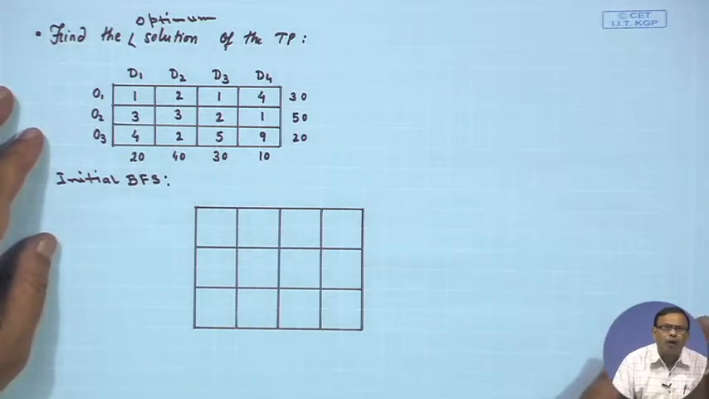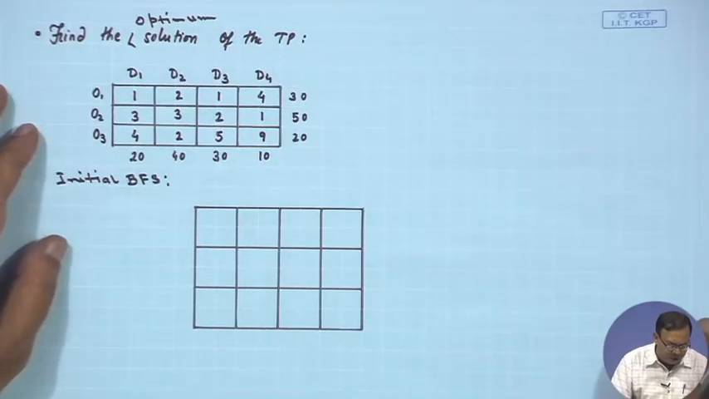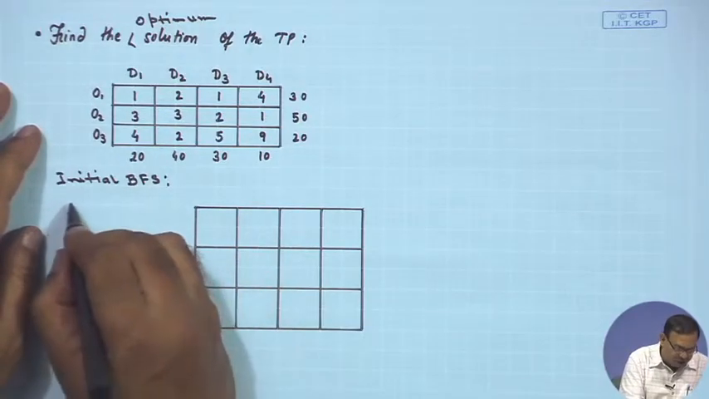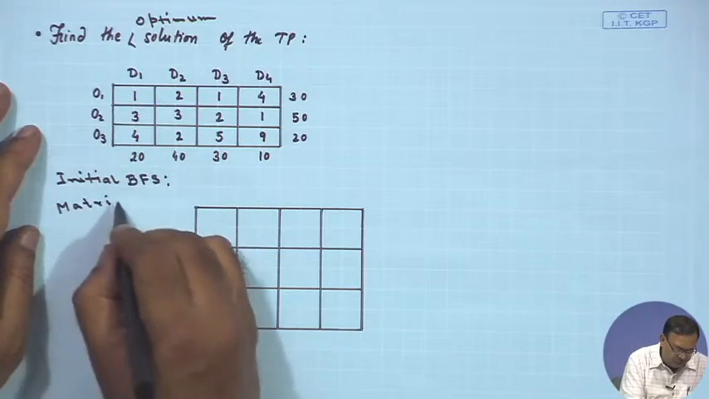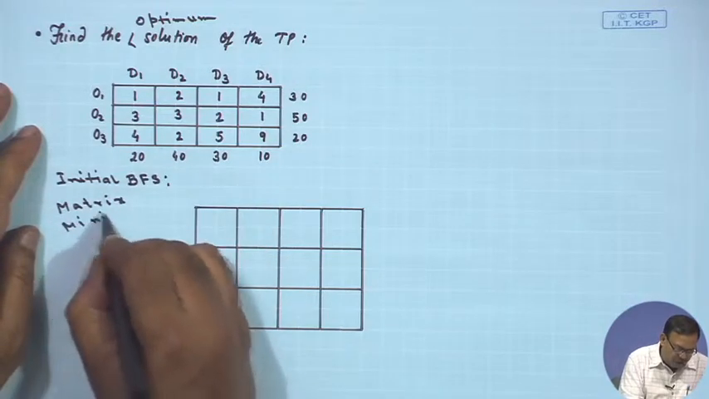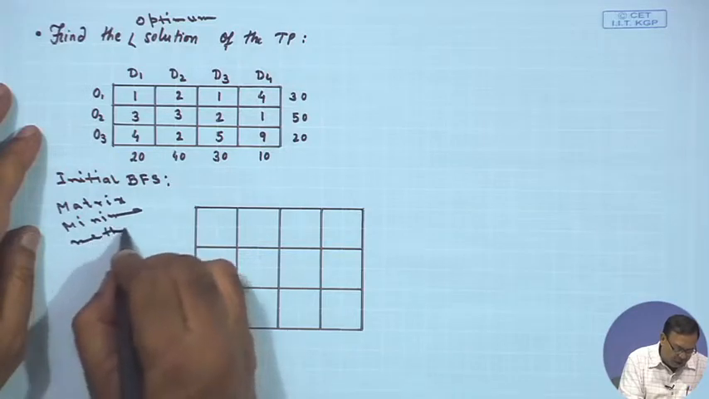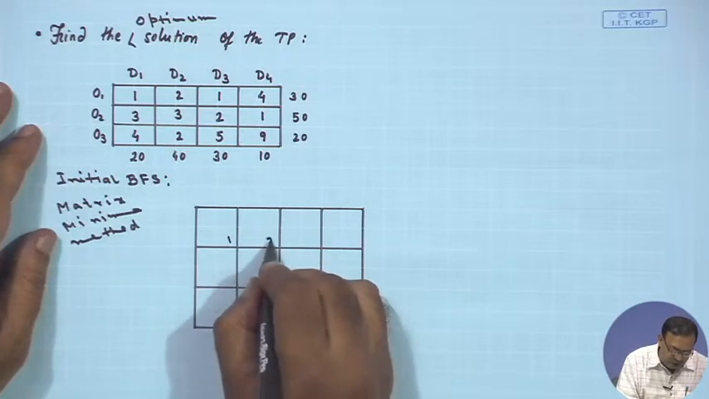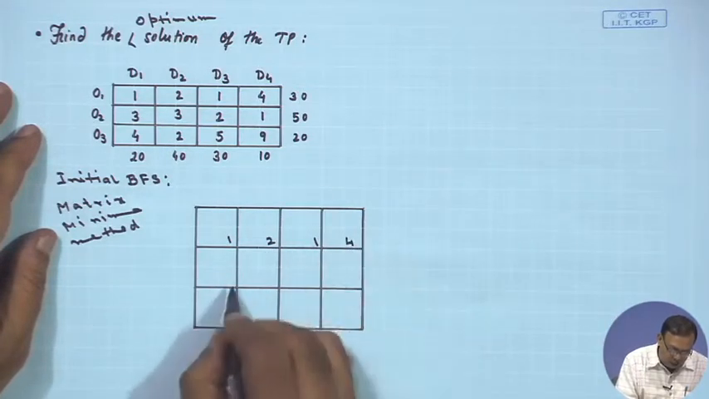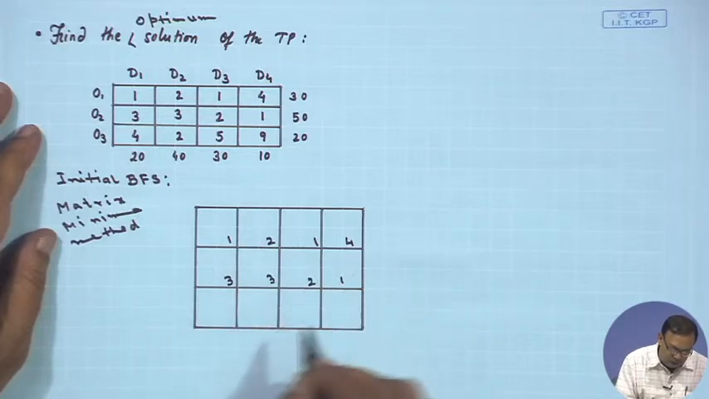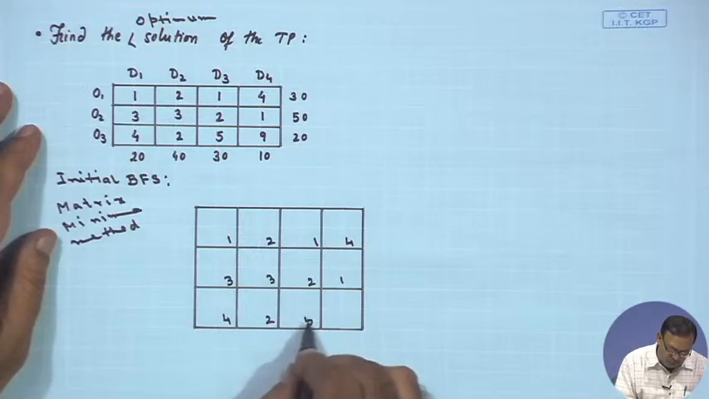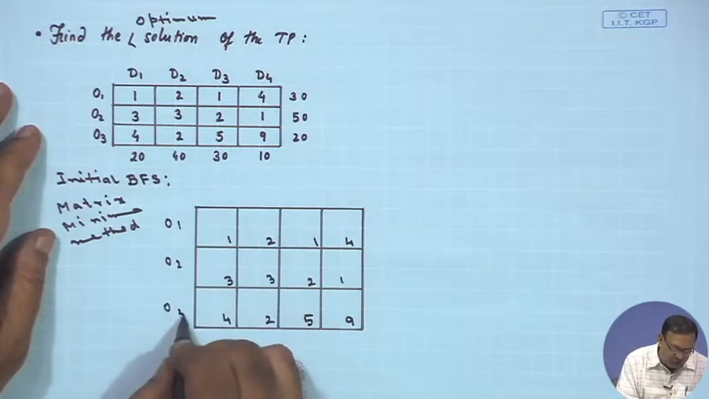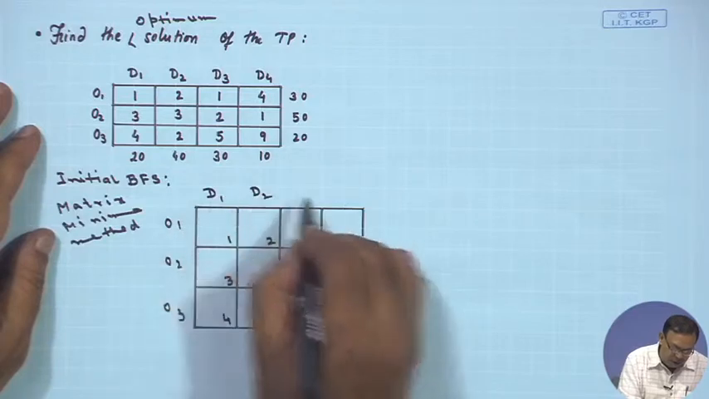Now, you know the method, so I will not describe the initial basic feasible solution. Directly I will write it down. I am using the matrix minima method here. So, we are using the matrix minima method to obtain the initial basic feasible solution. This is D1, D2, D3 and D4.